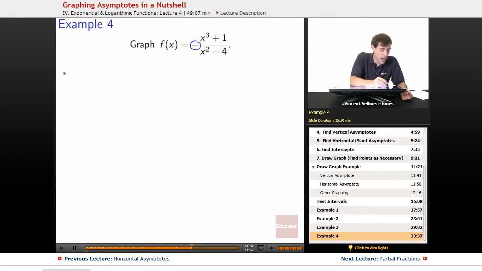So how can we factor the top? Well, x cubed plus 1. How can we break that down? We can definitely see that if we plug in negative 1, that's going to turn to 0. So we know that x plus 1 has to be a factor. x plus 1. Now there's going to be some amount of x squared, some amount of x, some amount of constant.